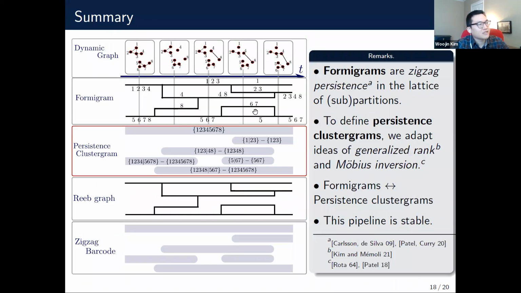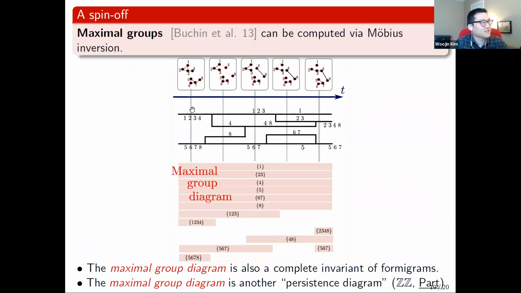So here is a summary. I defined these invariants and the persistent clustergram specifically, and briefly explained the relationship between the formigram and the persistent clustergram with ripraps and zigzag barcodes. And I also mentioned this maximal group diagram, a spin-off.